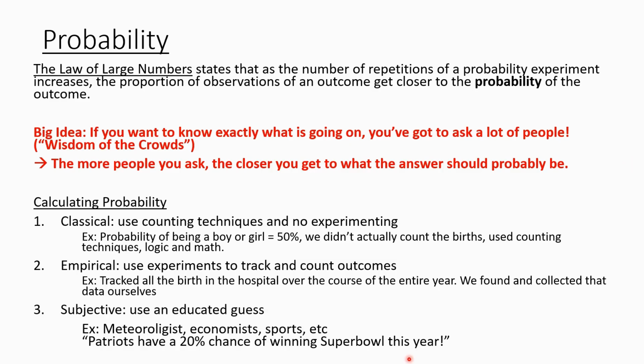The last is called subjective probability. This method is based on expert judgment and estimation rather than strict mathematical calculations. For example, a meteorologist predicting a 20% chance of rain, or a sports analyst estimating that the Patriots have a 20% chance of making it to the Super Bowl. These probabilities are based on past knowledge and expert intuition rather than precise mathematical formulas. However, while subjective probability is commonly used in fields like meteorology, economics, and sports analytics, we won't be using it in this course. Since it isn't mathematically rigorous, we will focus on classical and empirical probability.